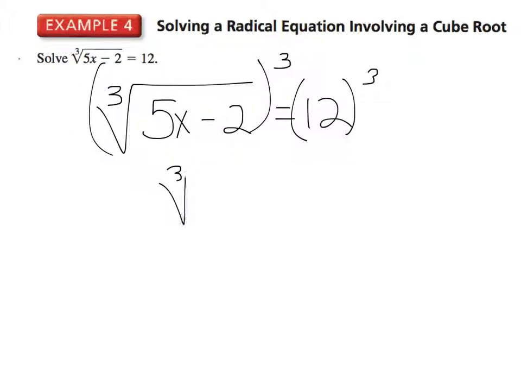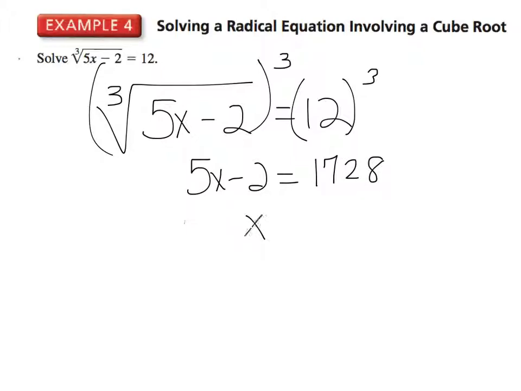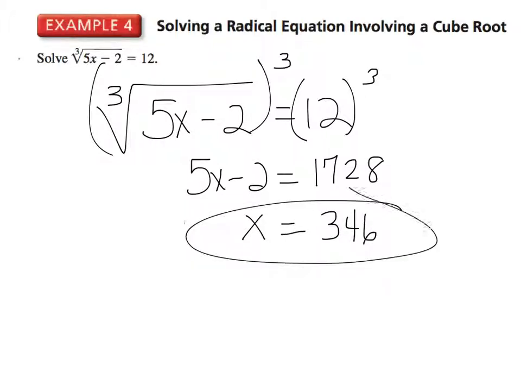So that gives me the cubed root. That does not give me the cubed root. Let me erase my mistake. That gives you 5x minus 2 equals 12 to the third power, which is 1728. I solve the equation, add 2, divide by 5, 346. I will check my answer, and I'm telling you it will work.